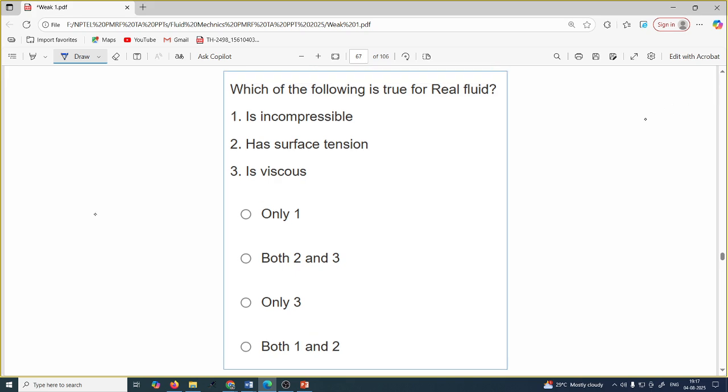Now the next question is: which of the following is true for a real fluid? First, it is incompressible; second, it has surface tension; third, it is viscous. We are talking here about the real fluid, remember, not the ideal fluid. So which option will be correct? Only 1 is correct, only both 2 and 3, only 3, and both 1 and 2.